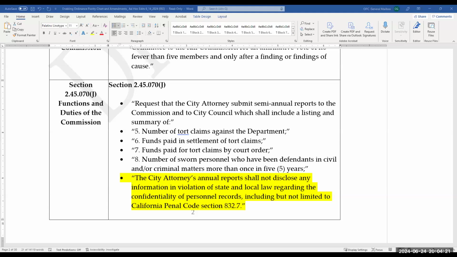So what I have, Chair Peterson, is we want to follow the wording from number 5, where it says against the department. We want that to also be in number 6 and 7. So funds paid in settlement of tort claims against the department, funds paid for tort claims by court order against the department. And then also have the city attorney's semi-annual reports. Yes? Okay, got it. Five, 6, 7 are all about the department. Yes. All right.